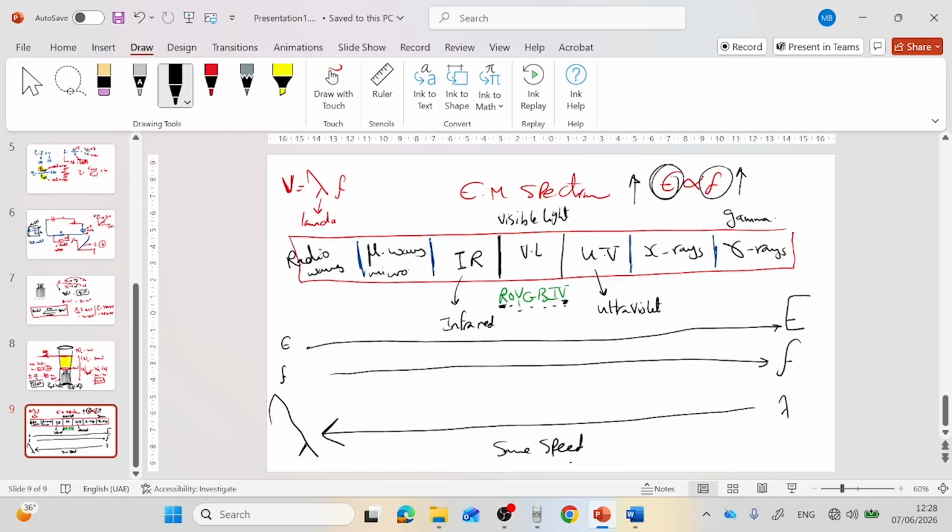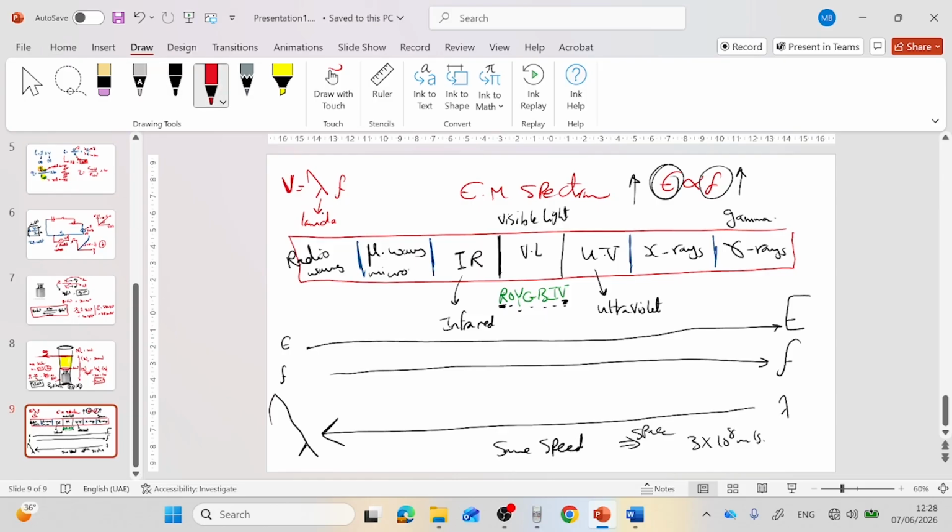This is the reason for the light refraction, because light is just an electromagnetic wave. So all of them propagate in space with the same speed, which is the speed of light, which is 3 times 10 to the power 8 meters per second.